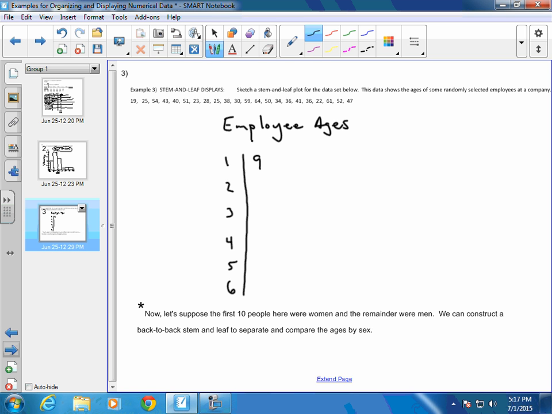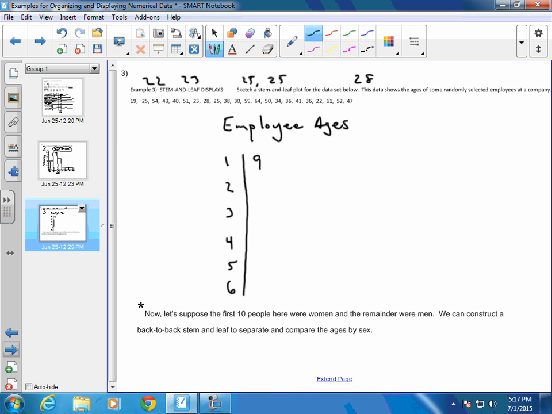Right, so it gets a little more interesting with the 20s because we have a bunch of different 20s. We want to put them in order though, so what I'm going to do is just kind of write them at the top. We got a 25. Let's see, we got a 23, 28, another 25, and then we got a 22.